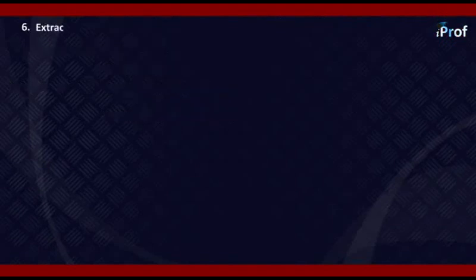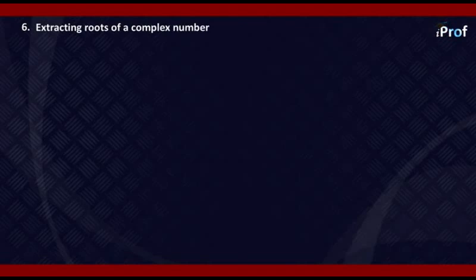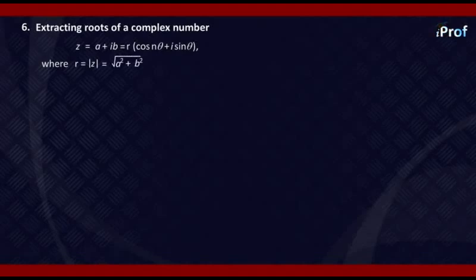Next we can extract roots of a complex number. Suppose z is equal to a + ib, a is equal to r cos theta and b is equal to r sin theta. We change it in terms of polar form, that is, r times (cos theta + i sin theta). We know where r is equal to modulus of z, that is square root of a squared plus b squared, and theta is equal to tan inverse b by a.